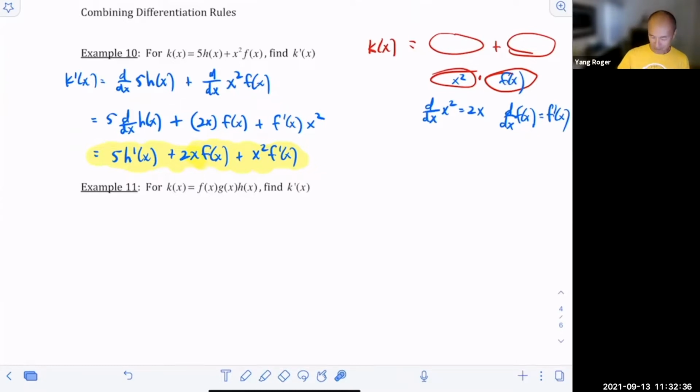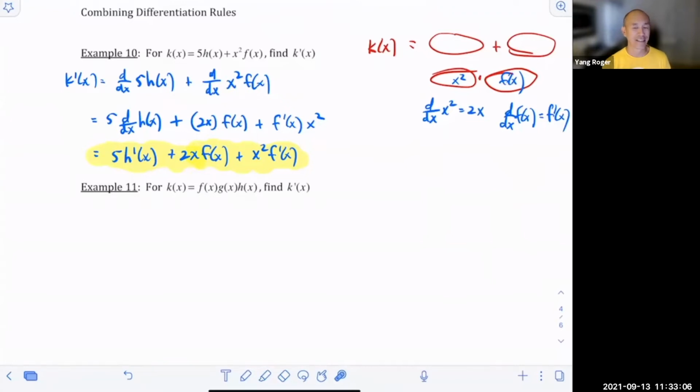Example 11. What rule do you guys feel we should use for example 11? Any thoughts? Product rule, quotient rule, chain rule. I shouldn't have said chain rule because I didn't teach it to you. I shouldn't have said product rule first because that's the answer. I should have said constant multiple rule, sum rule, difference rule, product rule, quotient rule. Anyways, you guys are right, we use a product rule.